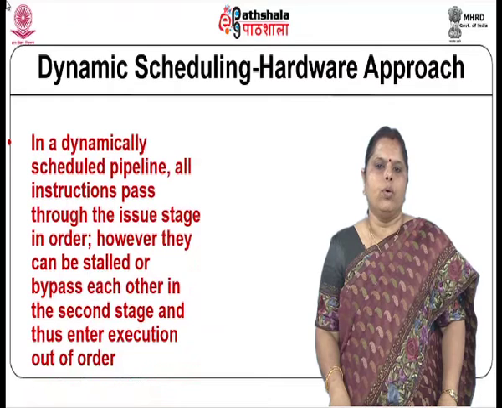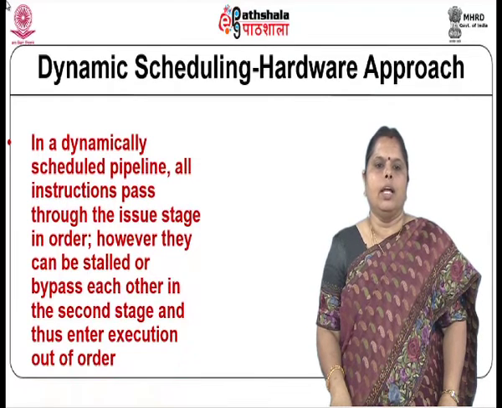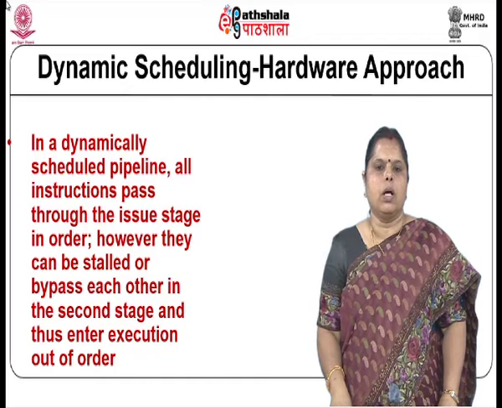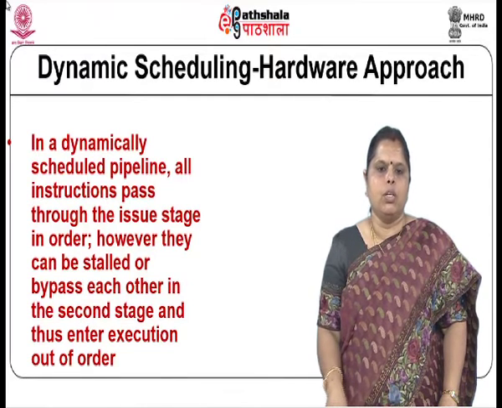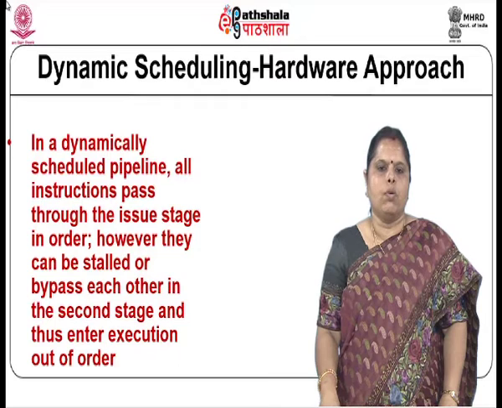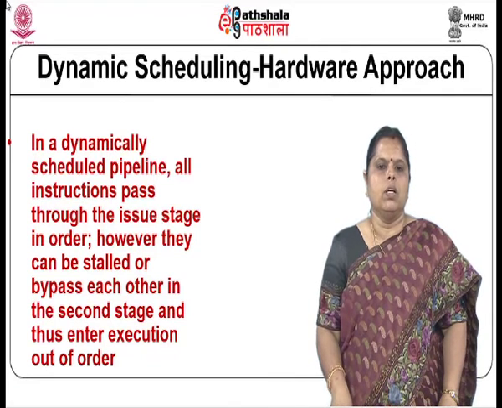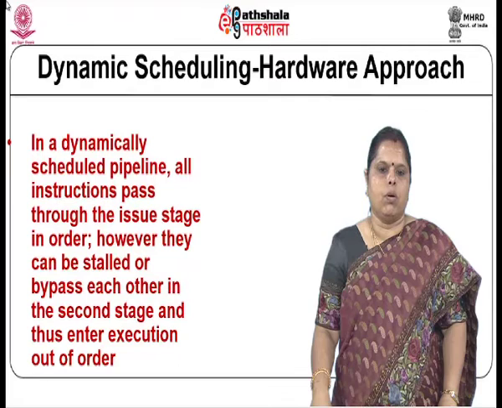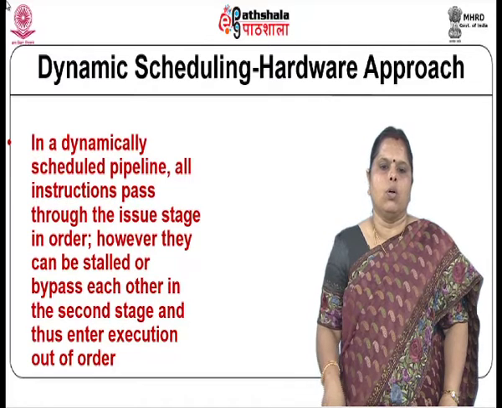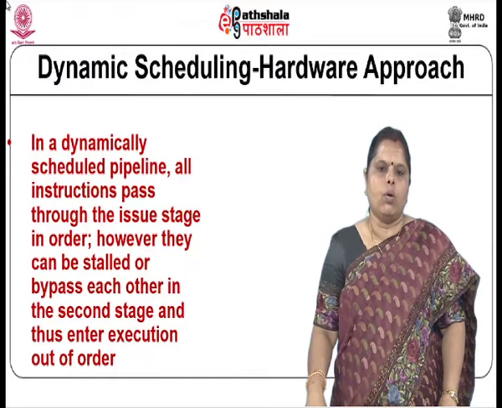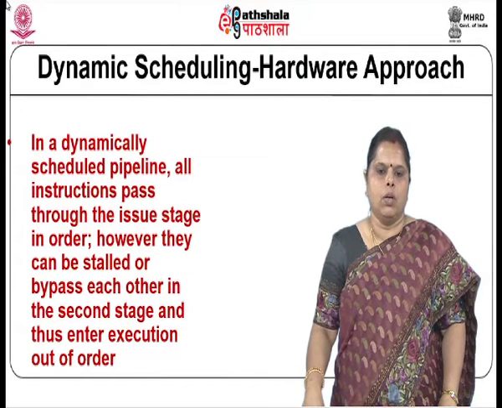So, dynamic scheduling is a hardware approach, and in a dynamically scheduled pipeline, all instructions pass through the issue stage in order, but from the issue stage they get out of order. So, they bypass each other depending upon the availability of operands. So, execution happens out of order, and obviously completion also happens out of order. So, the issue is in order. After the issue stage, they go out of order depending upon the availability of operands.